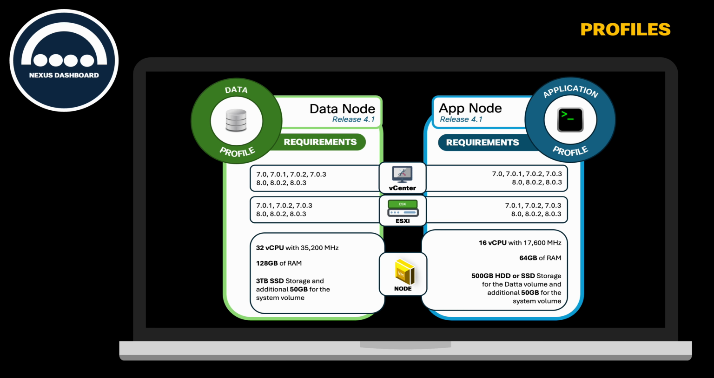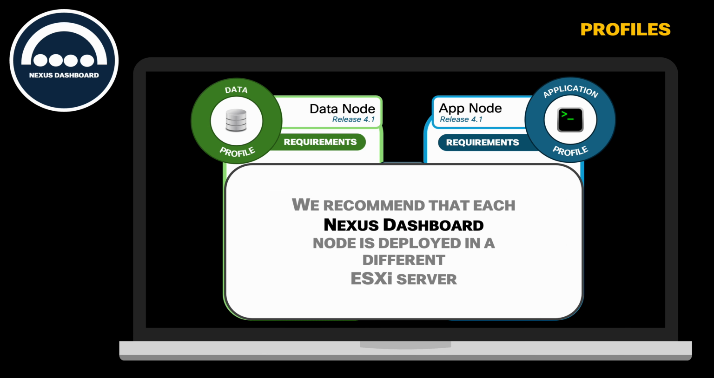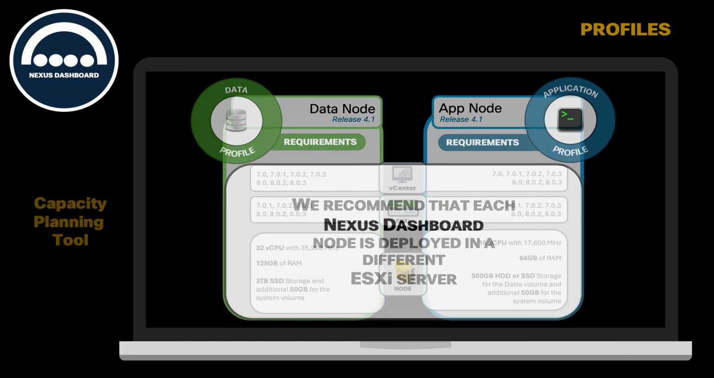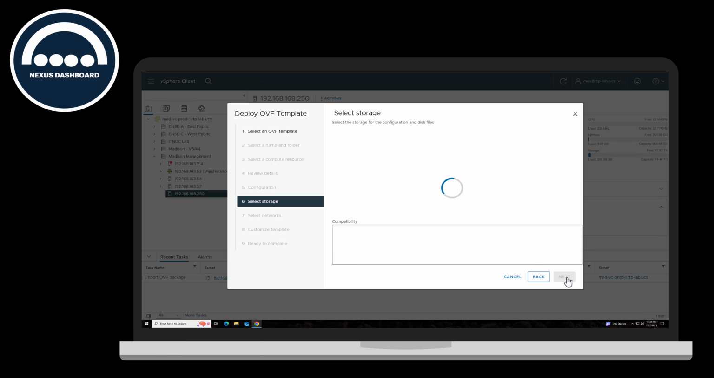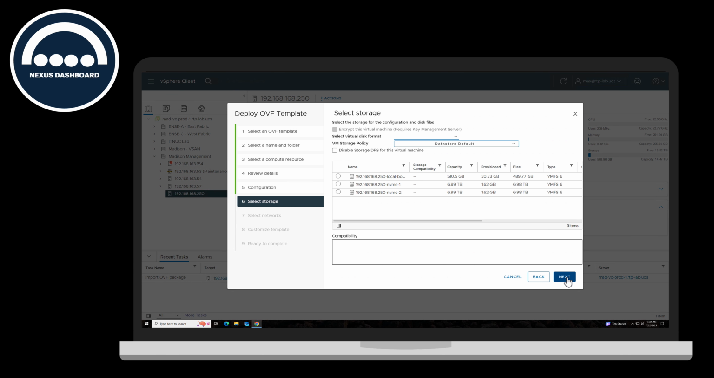Application node. This profile with lower system requirements can be deployed as secondary nodes, can also be deployed as primary nodes but does not support unified deployment. Some requirements are 16 virtual CPUs, 64 gigabytes of RAM, and more. We recommend that each Nexus Dashboard node is deployed in a different ESXi server. At this point, we should use the information obtained from the capacity planning tool to choose the correct profile and adjust the necessary resources. Next, we need to select the storage and format for the virtual disk we will be using.